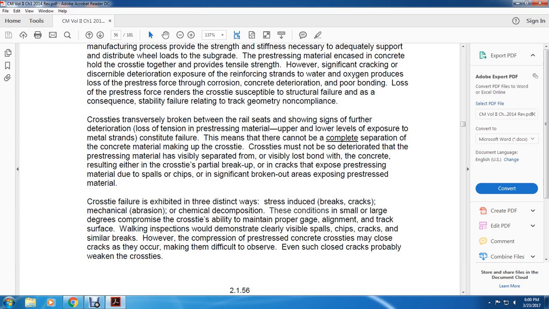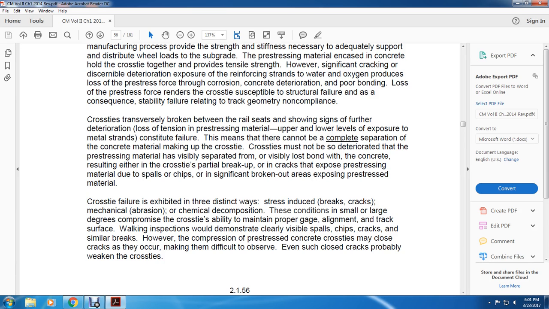Cross ties transversely broken between the rail seats show signs of further deterioration, loss of tension, and pre-stressing material open to view, with exposure of the metal strands. Metal strands exposed constitute failure. This does not mean there must be complete separation of the concrete material making up the cross tie. Cross ties must not be so deteriorated that the pre-stressing material has visibly separated, with visual loss of bond with the concrete, resulting either in cross tie partial breakup or in cracks exposing pre-stressing material, due to small chips. Significant broken out areas exposing the pre-stressed material are failures.